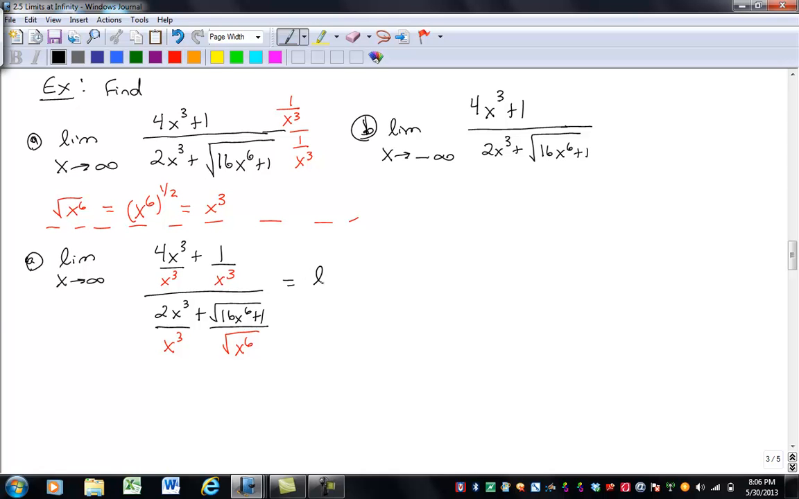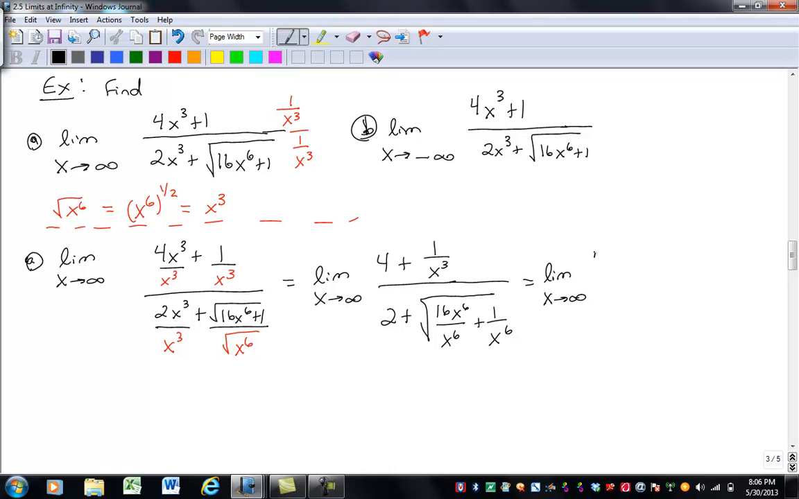So this thing works out to be the limit as x goes to infinity of 4 plus 1 over x cubed. On the bottom I have 2 plus, I can put both of those square roots together over a single quotient, 16x to the 6th over x to the 6th plus 1 over x to the 6th. And I can simplify that further. The limit as x goes to infinity of 4 plus 1 over x cubed over 2 plus the square root of 16 plus 1 over x to the 6th.